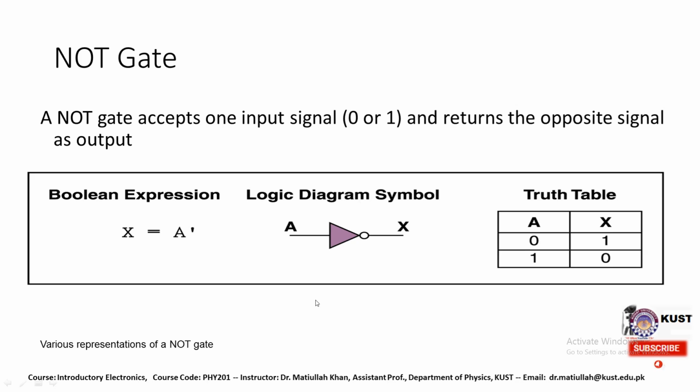And in the truth table we can see two possibilities. The first possibility: a is the input, x is the output. If the input is 0, the output will be 1, and if the input is 1, the output will be 0. So this is some general explanation regarding the NOT gate.